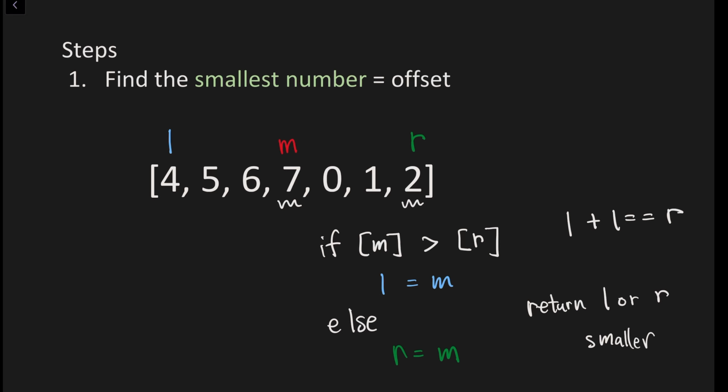So for this example, the midpoint 7 is greater than the right point 2, so we're going to move the left pointer to the midpoint, and the new midpoint will be at 0. And 0 is not greater than 2, so we're going to move the right pointer here. And we can break out of the while loop here, and then check left or right, whichever one is smaller is the smallest number in the array, in this case 0. We're going to return the index of that. Index is 4, and that's how many times it was rotated from the original array.